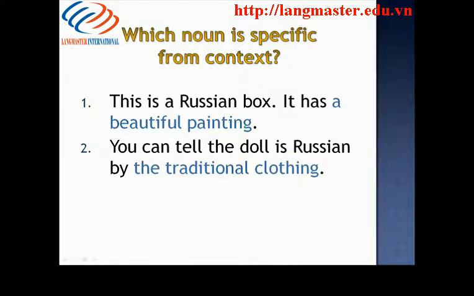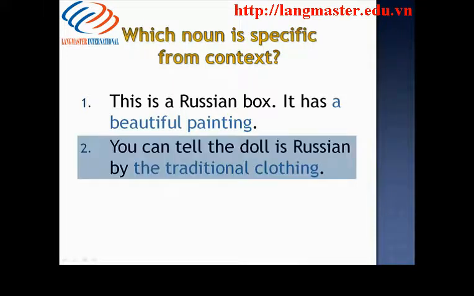Which noun is specific from context? Clothing is again the answer. The traditional clothing is the clothing on the doll. We understand from context which clothing is being talked about.